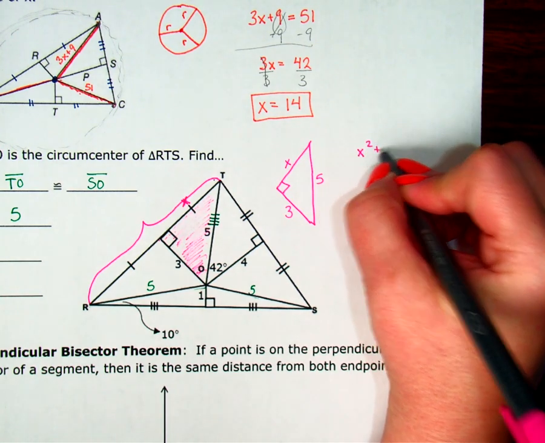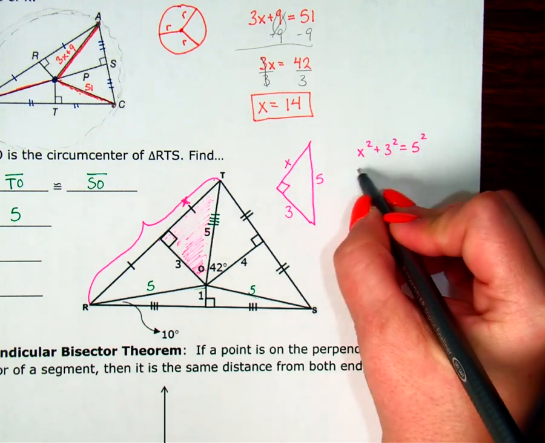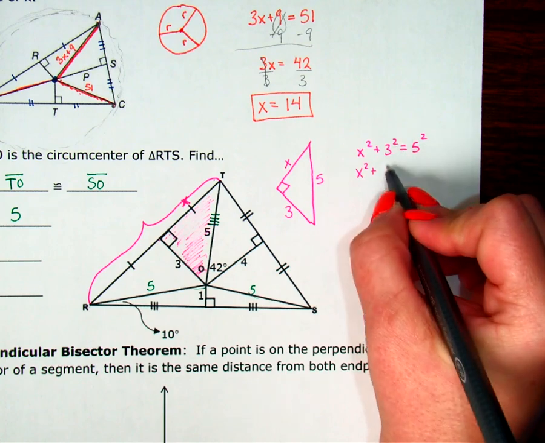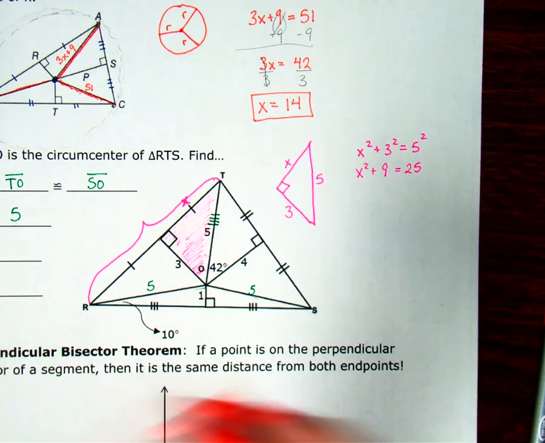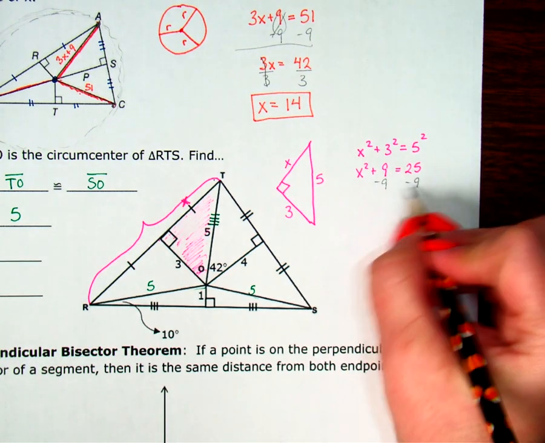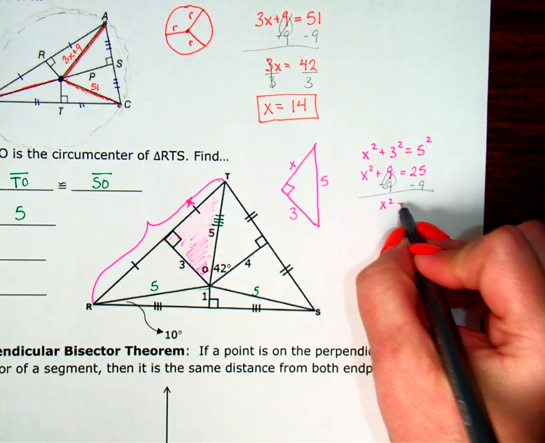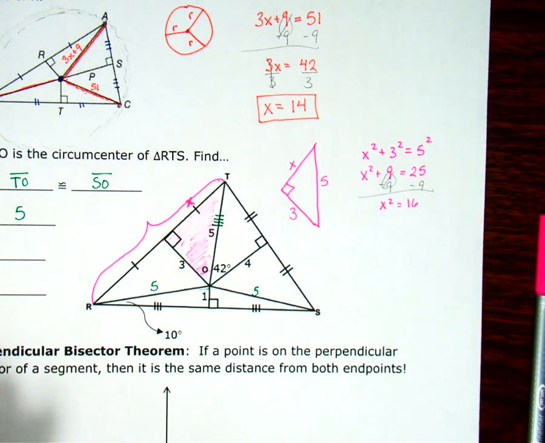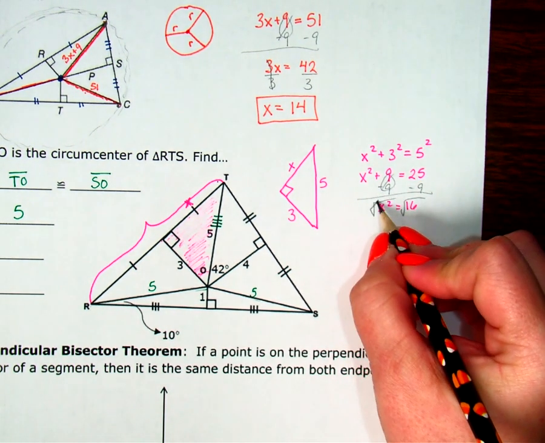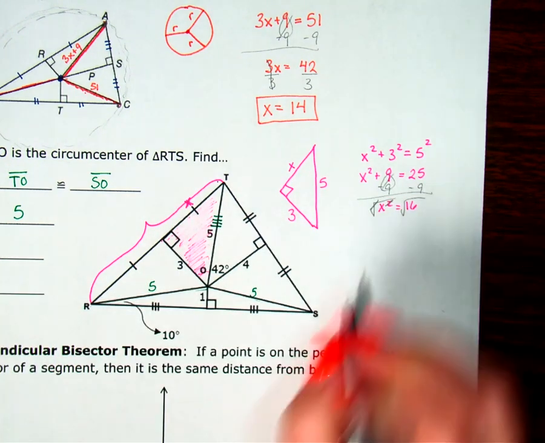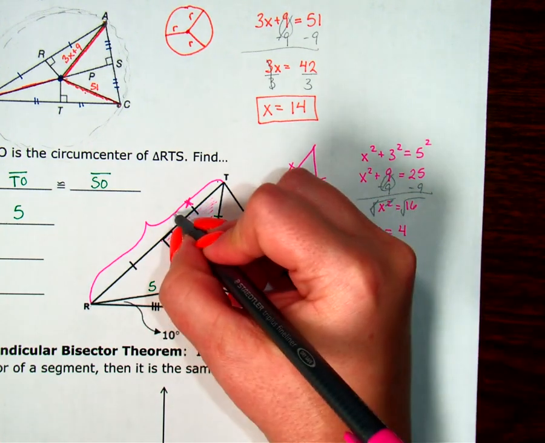So x squared plus 3 squared is going to equal 5 squared. X squared plus 3 squared, that's 9, equals 5 squared, that's 25. I'm going to subtract 9 on both sides, and I get x squared equals 16. And again, to get rid of that square, we unsquare or square root. The square and the square root cancel, leaving me with just x. And the square root of 16 is 4.